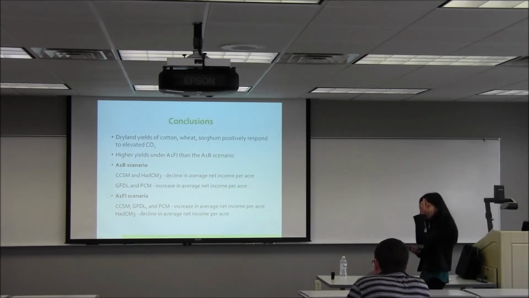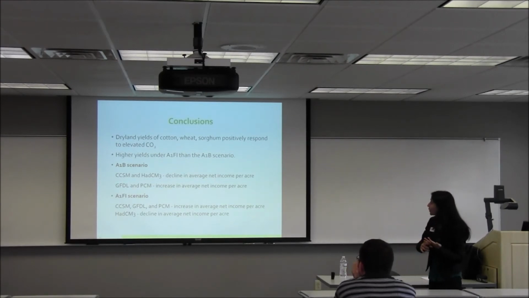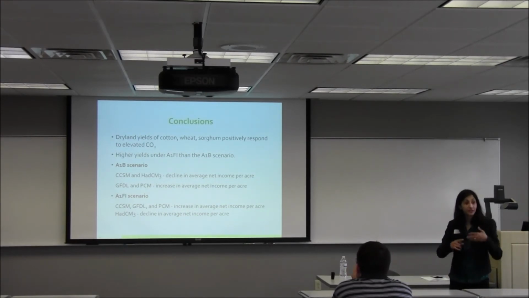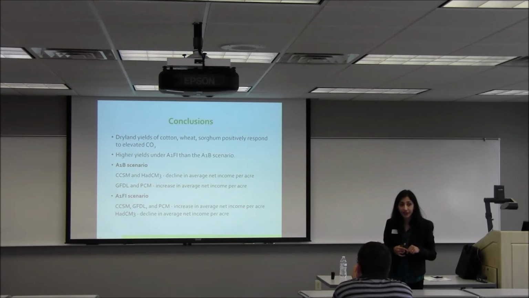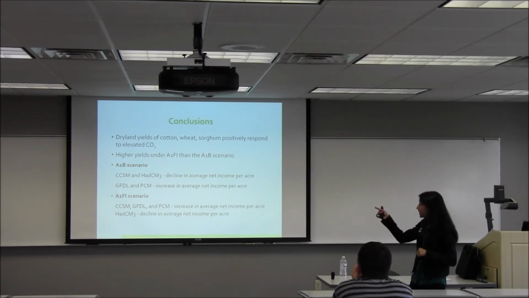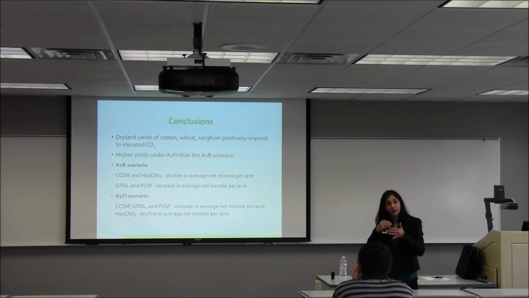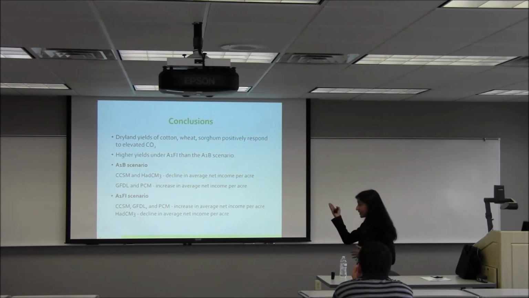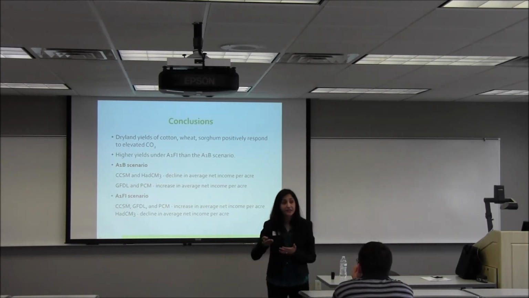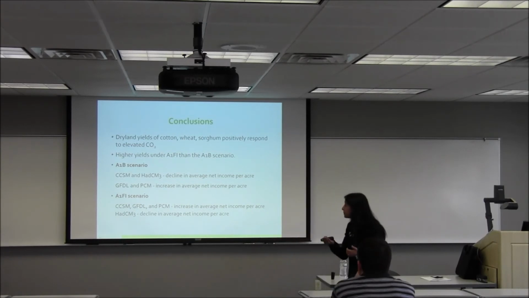So one of the major conclusions of this study is that dryland yields of cotton, wheat, and sorghum definitely respond positively to the elevated levels of carbon dioxide in the future. There were definitely higher yields in the higher emission scenarios compared to the balanced. So basically when there's more CO2 in the atmosphere, at least with the DSSAT predictions, it does say that an increase in dryland yields will occur.